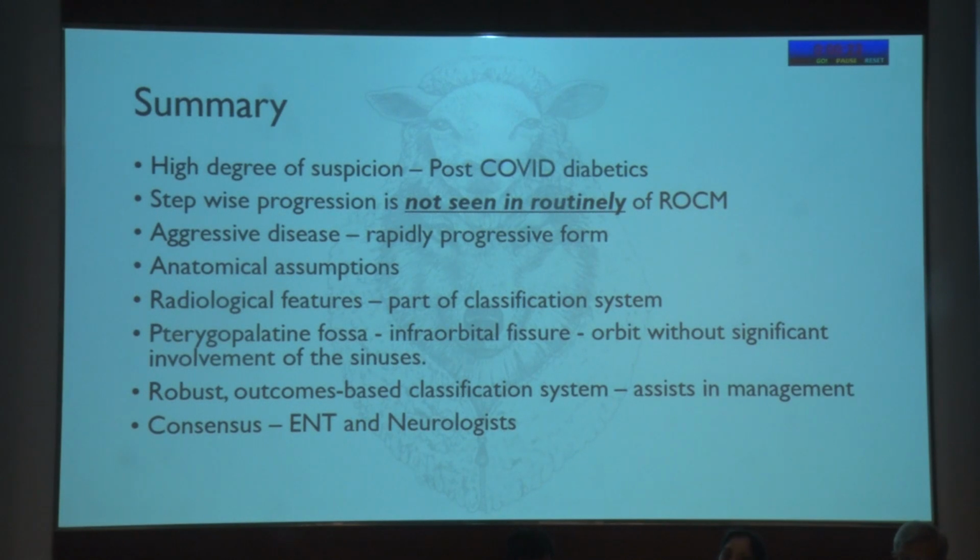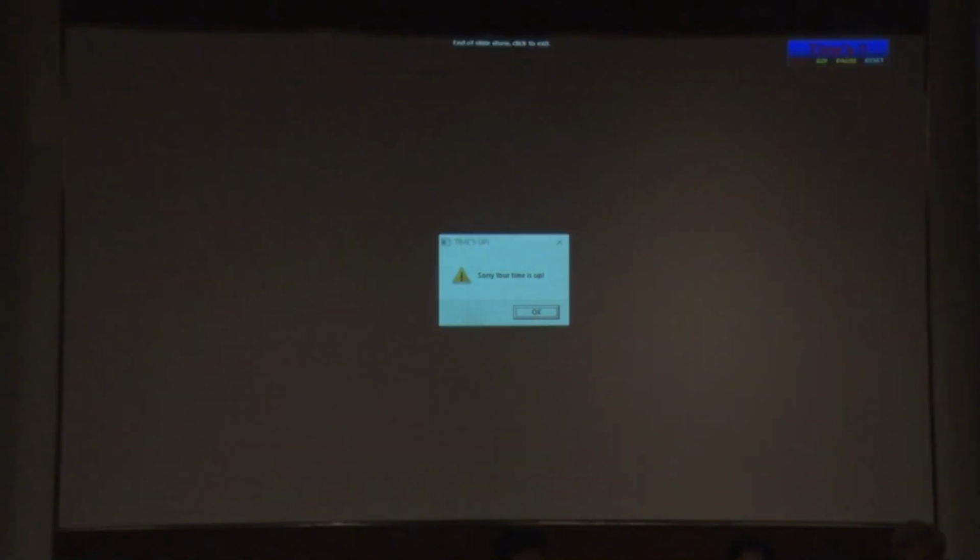To summarize, stepwise progression is not routinely seen in mucormycosis. Aggressive disease, especially in rapid progressive form, is seen following COVID. Anatomical assumptions no longer hold true. It is radiology, most importantly, that helps in staging and classifying disease that can help us treat. And it has to be done in consensus with our ENT and neurosurgery colleagues.